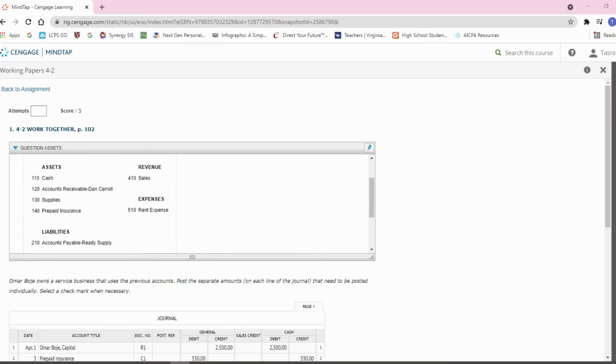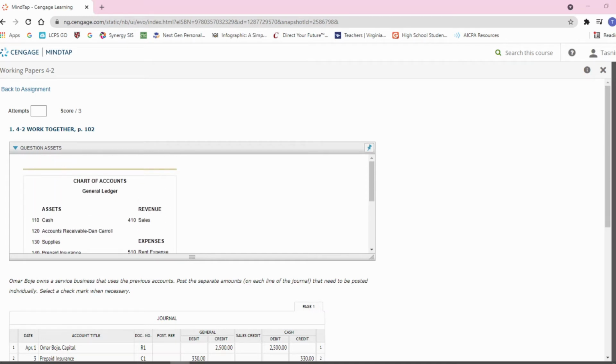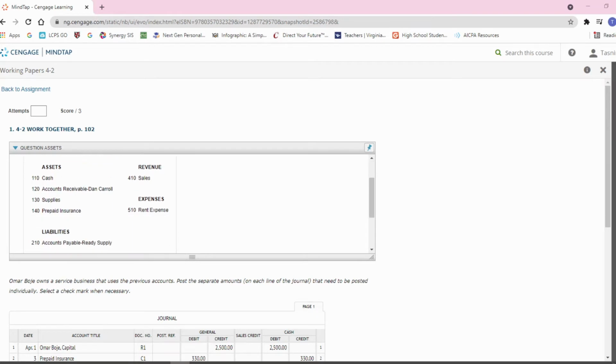We have our asset accounts, we have our liability account, and our equity. And then over here, our income statement accounts, revenue and expenses. Okay, so let's read what we're doing. Omar Boje owns a service business that uses the previous accounts. Post the separate amounts on each line of the journal that needs to be posted individually. Select a check mark when necessary.